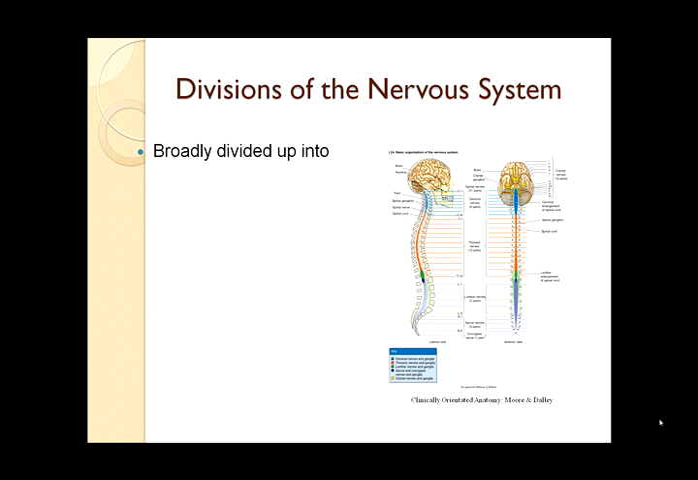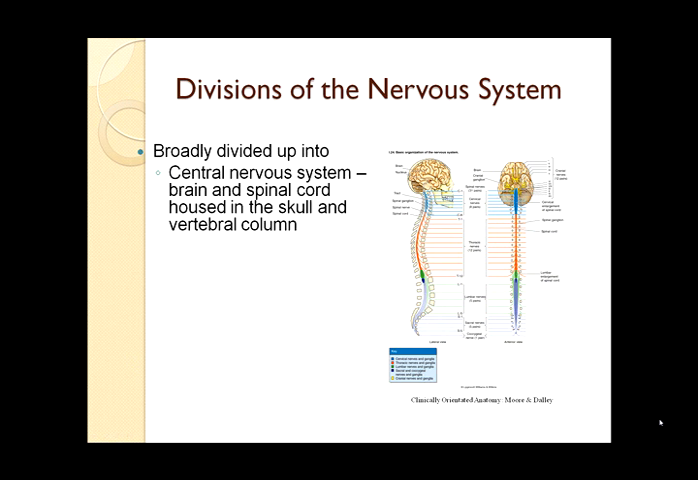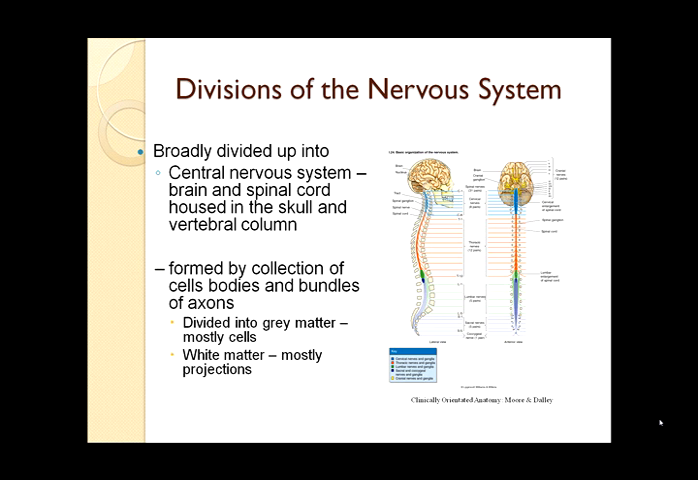The nervous system is broadly divided up into the central nervous system, which includes the brain and the spinal cord. These are housed within the skull and the vertebral column, and this is where we will find the cells themselves. When we look at the brain and spinal cord, we can identify grey matter, which is where the majority of the cells are found, and white matter, which mostly contains projections, the axons and dendrites.